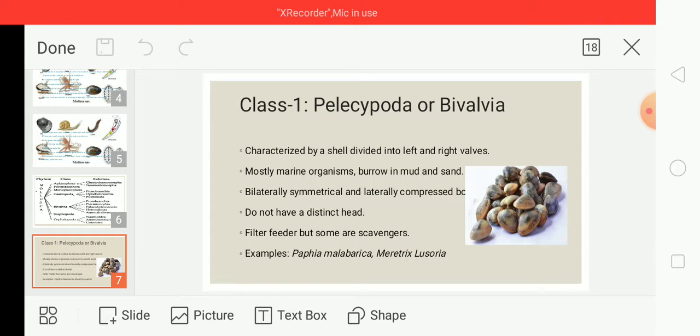The common example we eat, Paphia malabarica, is the scientific name of the clam. Then Meretrix casta, the clams we eat. Then Mytilus and Chinano. These all belong to the class Pelecypoda or Bivalvia.